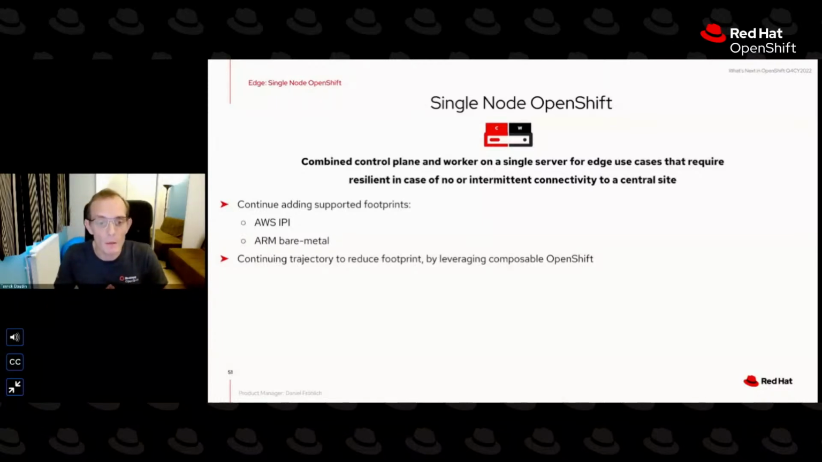We will keep expanding the supported cloud provider and architecture. We will add support for AWS and bare metal on ARM in order to support development of edge workload. Also, we will leverage composable OpenShift to keep reducing the resources required by single node OpenShift, for instance, by disabling the web console to reduce memory need.